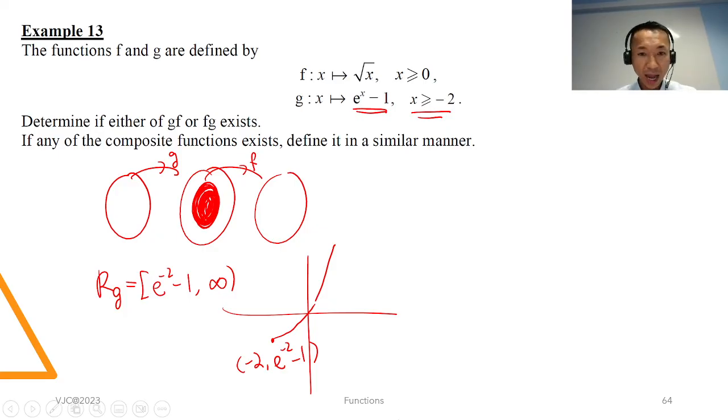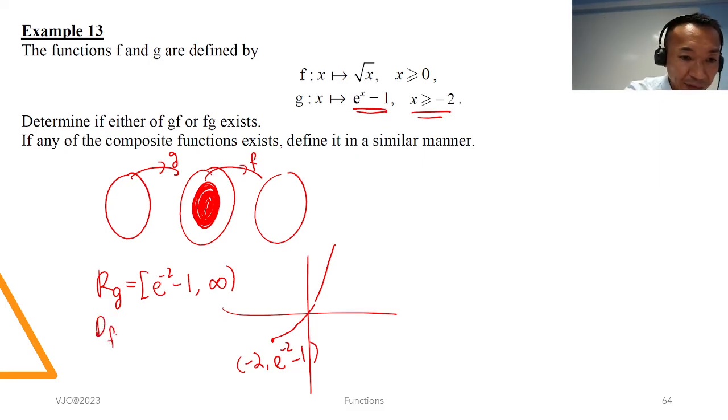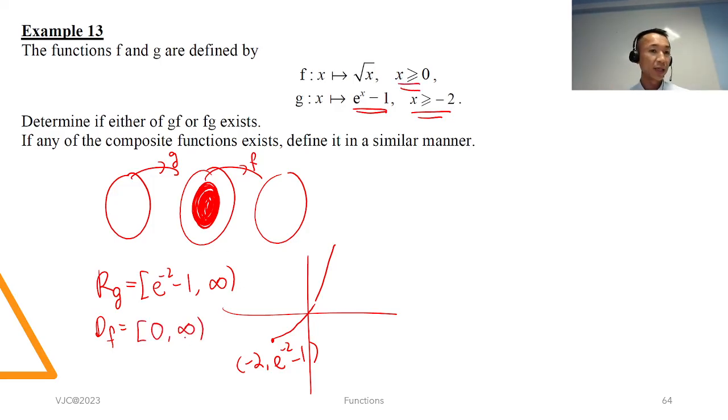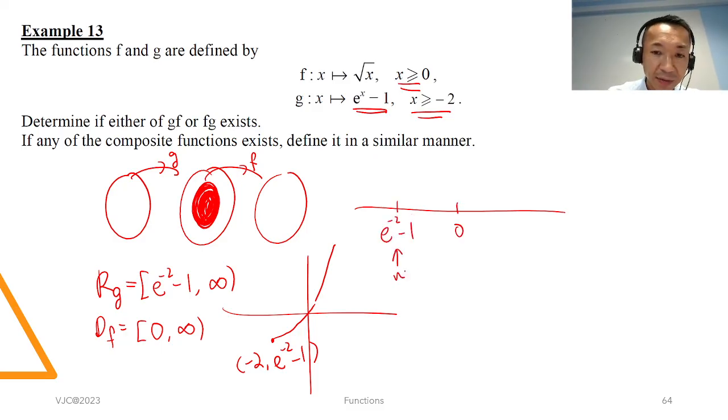Why? Because it's an upward sloping graph. When x is -2, the y value is e^(-2) - 1. And it's upward sloping. So therefore, it's from this one all the way to infinity. Go and check your notes for how to find range earlier if you are not clear. Domain of f here, 0 to infinity. Then you can draw a number line and you realize that e^(-2) - 1 is negative.